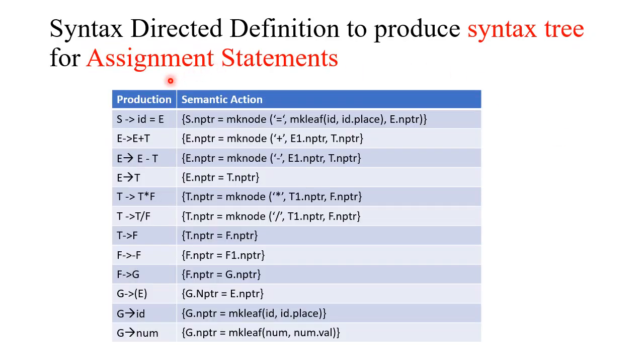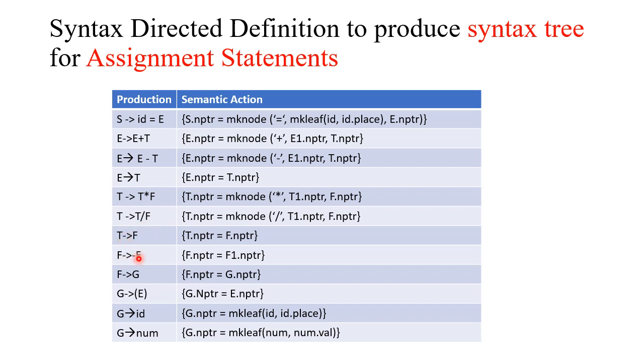For producing this assignment statement, let us consider this grammar. For explanation, we are assuming the operators assignment, plus, minus, star, division, unary minus and bracket. S gives ID equal to expression, for example x equal to a plus b. E can be E plus T, E can be E minus T, or T. T can be T star F, T gives T division F, T gives F.